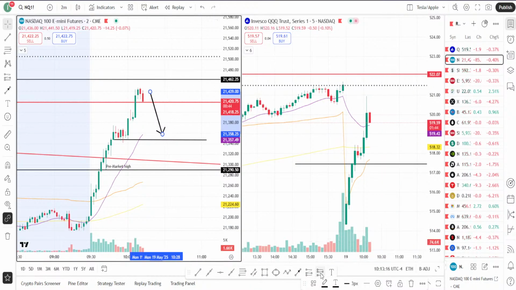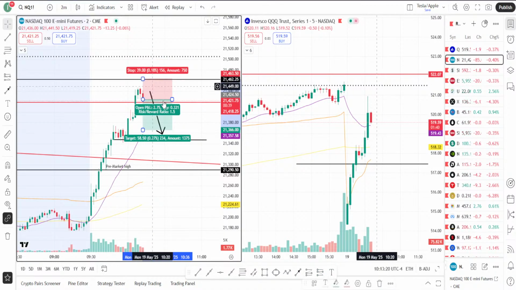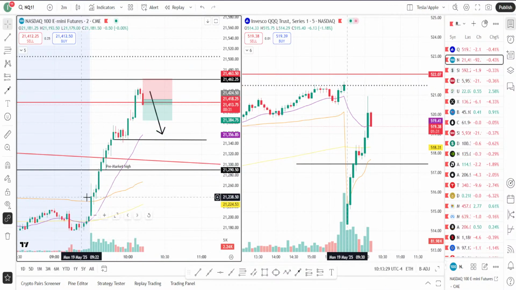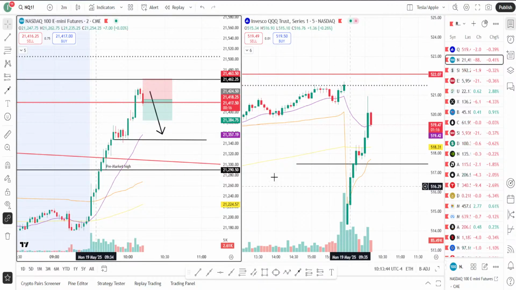I think I'm gonna try some shorts here. I'll go for a quick 1-to-1 since this is a very strong uptrend. Just a quick scalp here, 1-to-1 risk reward. There we go. We're up a little bit. Up 400. Come on. Oh damn, it's reversing a little bit though.